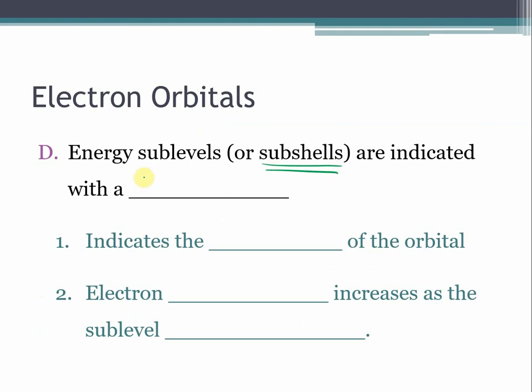These are indicated with a letter. And that letter indicates the shape of the orbital. They all have very specific shapes. And the electron energy increases as the sublevel increases. As you go through your different sublevels, the energy of the electrons found there increases. So let's look at our different sublevels.